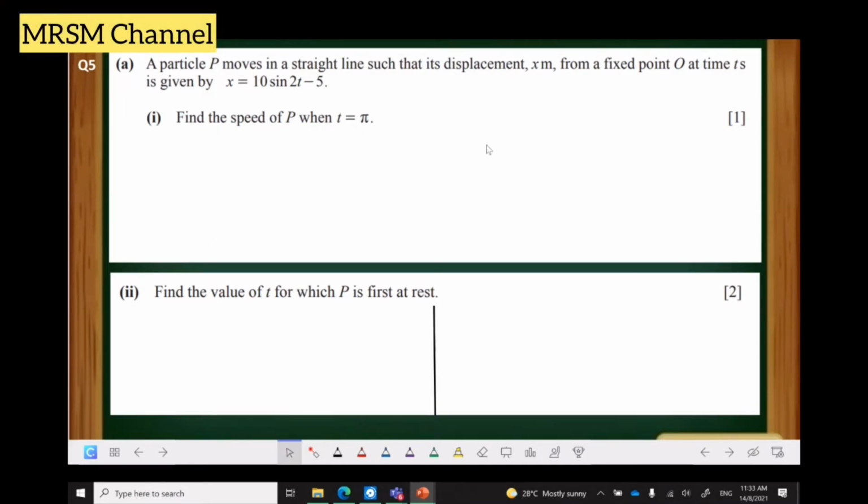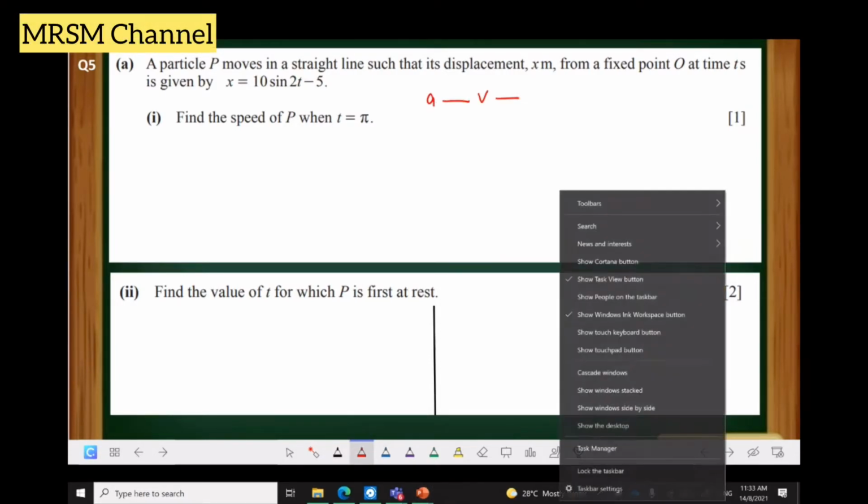Ingat kita ada, kita belajar displacement, velocity, acceleration. Okay, so from displacement to velocity to acceleration, S ataupun X kat sini dia akan sebut S.